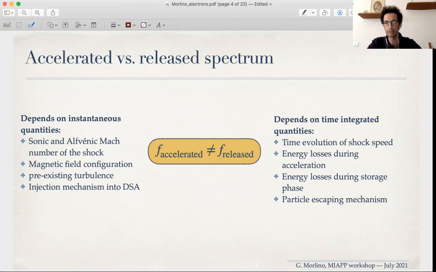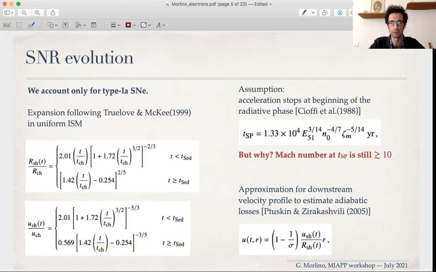On the other hand, the particles that are released into the galaxy by a single object, by a single supernova remnant, depend on time-integrated quantities. So we have to account for the time evolution of the shock, the energy losses during the acceleration, but also the energy losses during the storage phase when particles are stored inside the supernova remnant, and also how particles escape in time while the remnant is evolving. So we will account for all these pieces, making some simplifications.